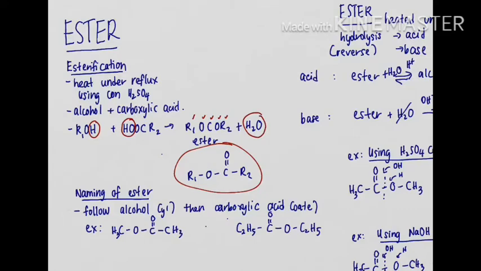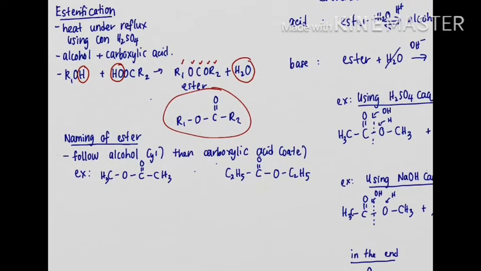Now for the naming of ester, we need to follow a procedure. We have to name according to the alcohol first, and the name of the alcohol will end with YL. Then we name the carboxylic acid that is forming the ester, and that part will end with OATE.